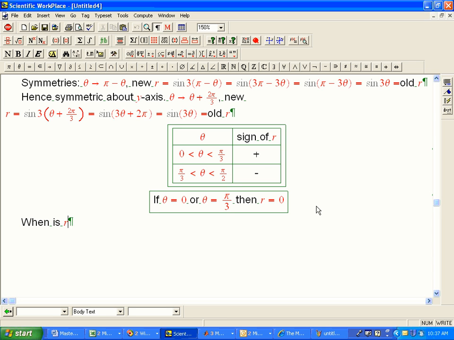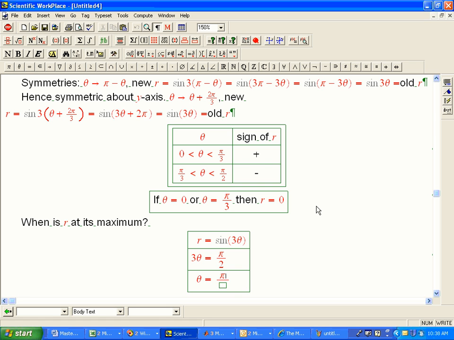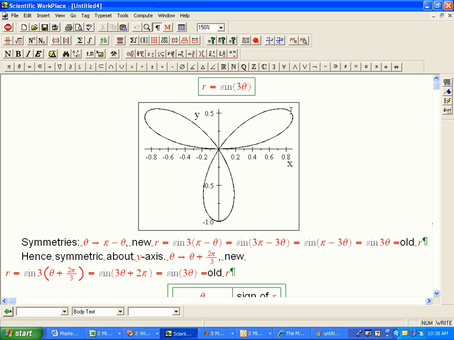So when is r at its maximum? Well, in general we need to use calculus for that, but this is not a hard function. Remember, r is sine of 3 theta. We know where sine achieves its maximum. This is going to be when 3 theta is equal to pi over 2, and that's when theta is equal to pi over 6. And so, not surprisingly, halfway in terms of angle between where it starts the lobe and where it comes down and ends the lobe and crosses back to negative, you've got this maximum value, pi over 6.